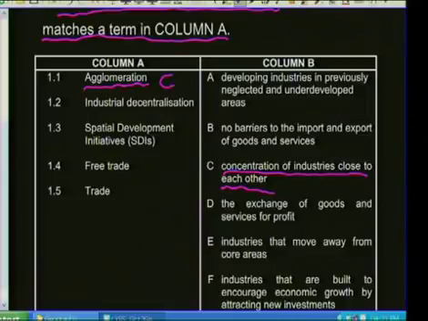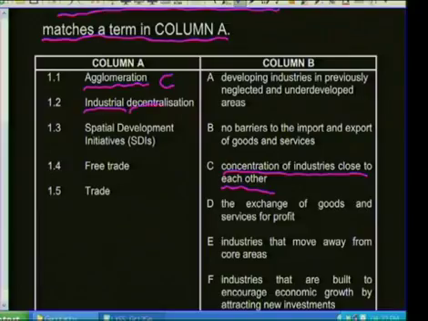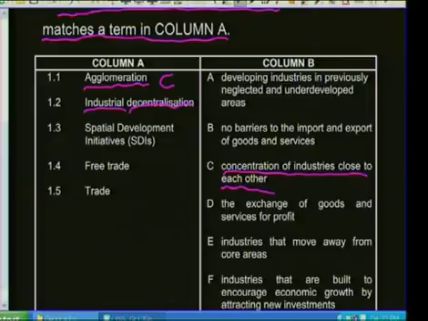Industrial decentralization. The action word again, we know it's industrial, that's important. It's not commercial, it's industrial. Decentralization is when things move away. Once we know the concept, then we can very easily find the option that is correct. And when we look here, we can see industries that move away from the core areas. So it's so easy. If we know the concept, we find the answer.